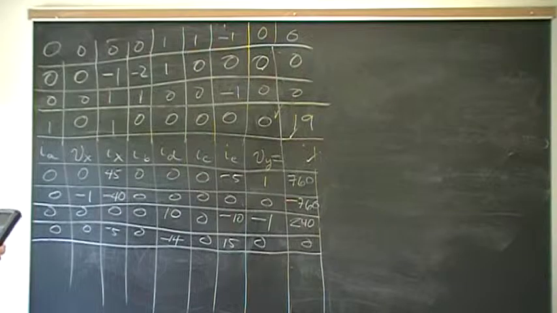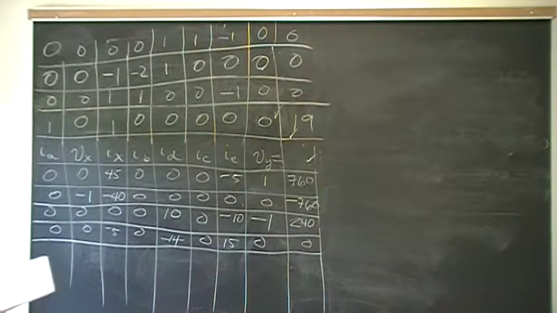And 8 by 8. So 0, 0, 0, 0, 1, 1, minus 1, 0, 0. 1, 1, minus 1, 0, 0. Okay, so the next line is 0, 0, minus 1, minus 2, 1, 0, 0, 0, 0. Okay, actually, you know what? I'm going to let you guys put this matrix in because it was a long one.